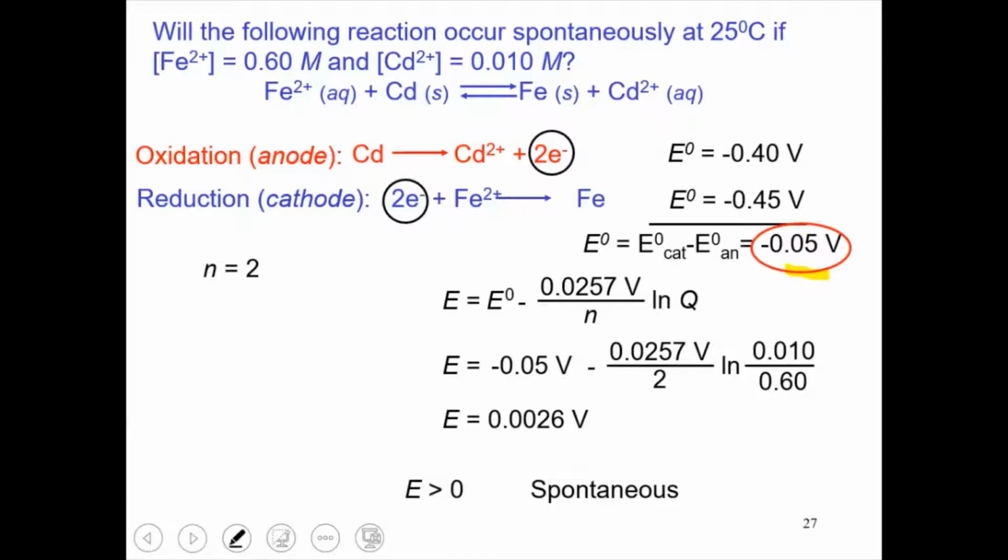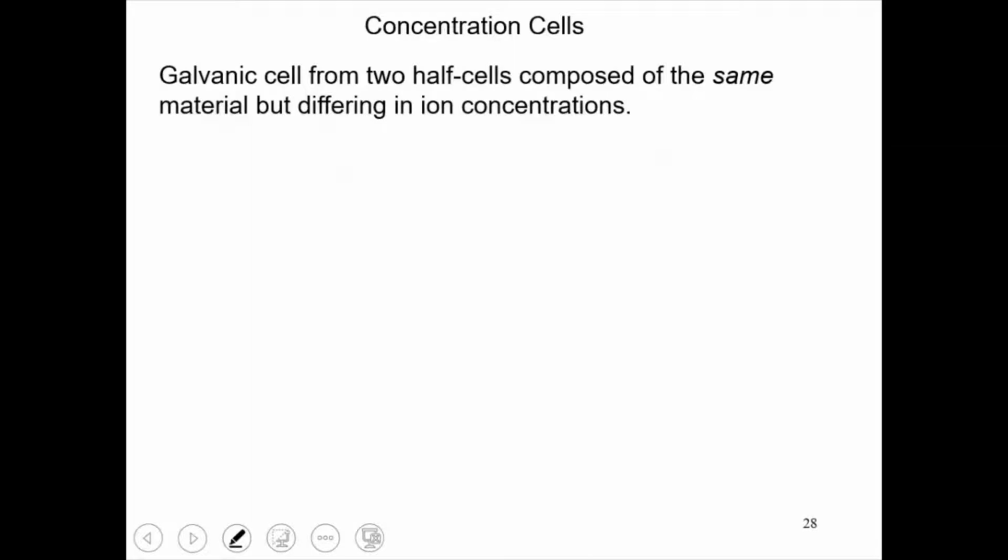Let's look at another application of this, which I find very interesting. It's something called a concentration cell. In a concentration cell, you build a galvanic or voltaic cell, but the two half cells have the same material, just different ion concentrations. Let me give you a few moments to download that and see if you understand what I'm saying. Actually, let me show you the cell diagram here.